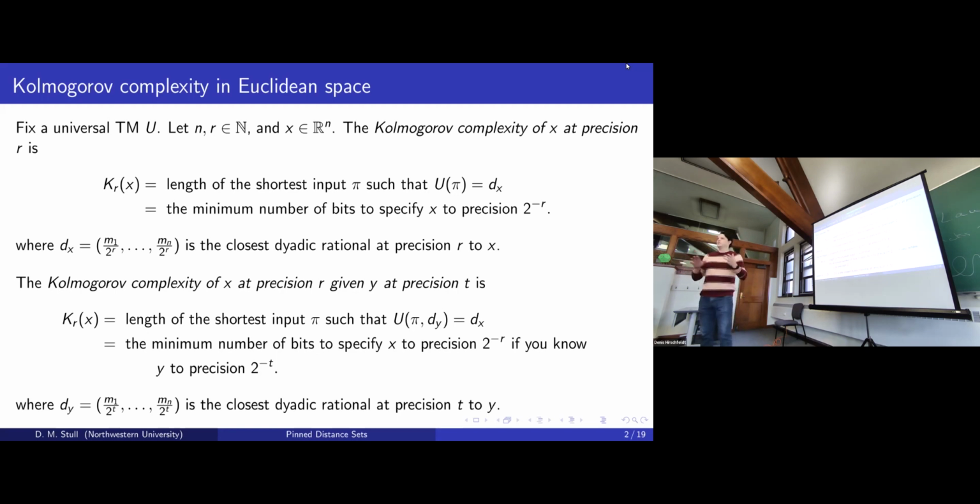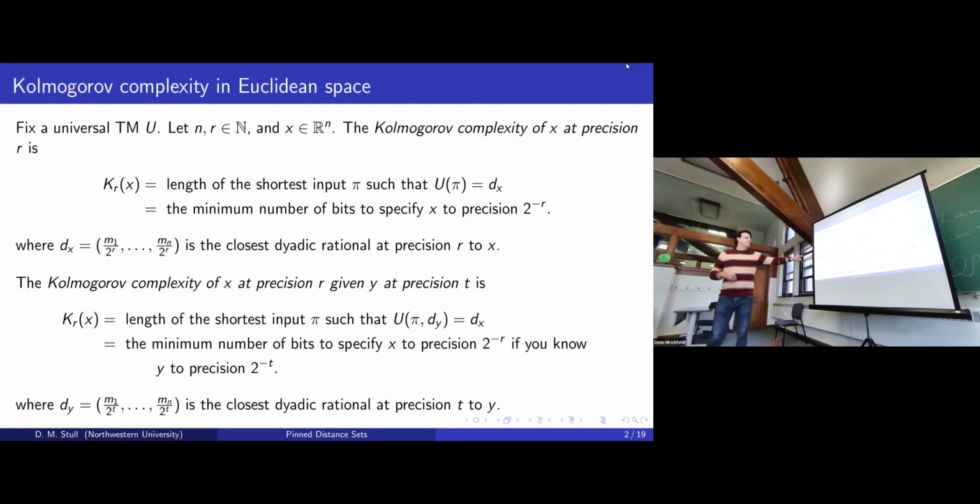If you've seen Kolmogorov complexity before, K_r(x) is the Kolmogorov complexity of d_x, where d_x is the closest dyadic rational at precision r to x. If you haven't seen this before, another shorthand is just the minimum number of bits to specify x to precision 2 to the negative r. So what's the shortest number of bits I can describe x in?